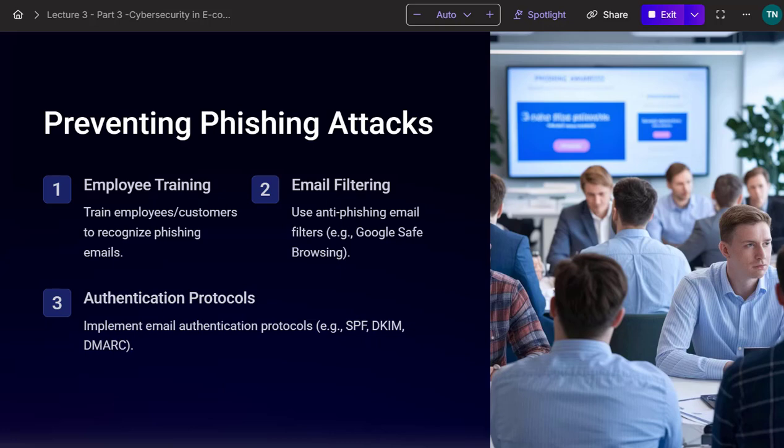Second, we should leverage anti-phishing email filters like Google Safe Browsing to automatically detect and block malicious messages before they reach our inboxes. And finally, implementing email authentication protocols such as SPF, DKIM, and DMARC can help verify the legitimacy of messages and prevent impersonation attacks. By addressing these three areas, we can build a robust defense against phishing and protect our organization and its stakeholders.